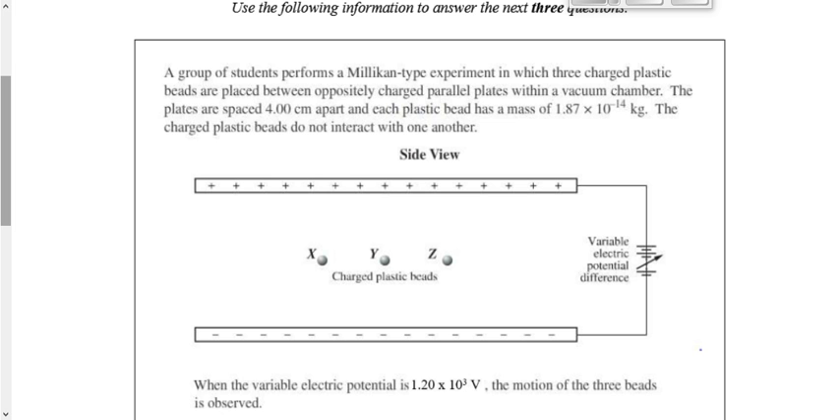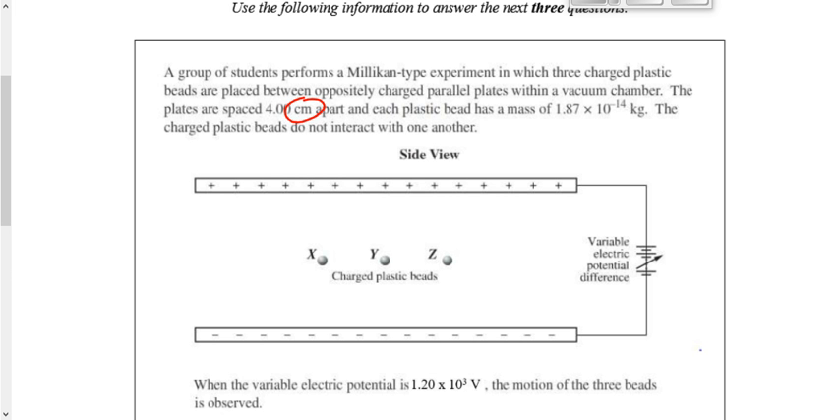They're using plastic beads, which is pretty much like the oil drop experiment, except it's a lot easier to deal with than it is with the oil drops. Anyways, we put these plastic beads between oppositely charged parallel plates. The plates are placed 4 centimeters apart, and each bead has a mass of 1.87 times 10 to the negative 14 kilograms, as compared to, say, the mass of an electron that's 10 to the minus 31 kilograms.